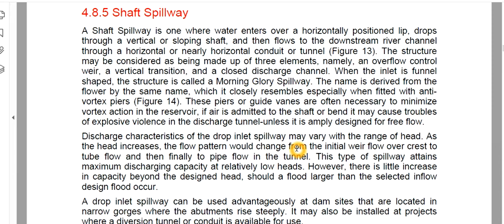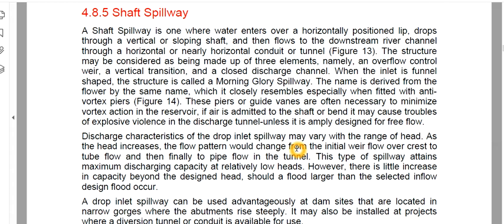So this is the spillway form of shaft. In this particular type of spillway, water enters over a horizontally positioned lip, drops through a vertical or sloping shaft, and then flows to the downstream river channel through a horizontal or nearly horizontal conduit or tunnel. So you have an idea that whenever there is a shaft, there is a tunnel.